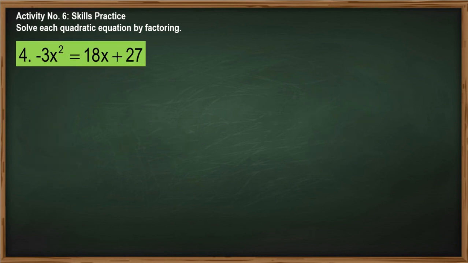And for the last item, okay, kindly answer this for 3 minutes and then play it when done. Okay, let's answer. It is not yet written in the standard form. So, we have negative 3x squared. Isulat natin siya sa standard form by transposing the other two terms to the left side. So, we have negative 18x minus 27 equals 0. Take note when we transpose, the sign changes.